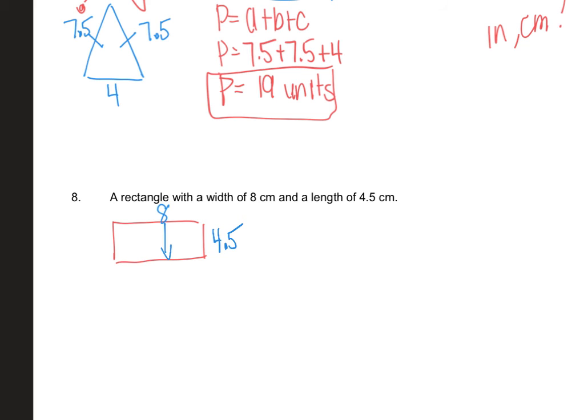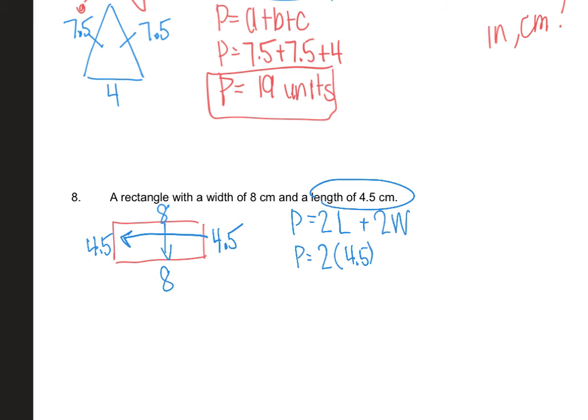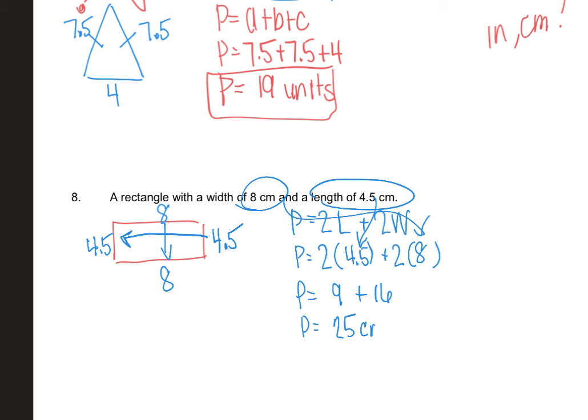If I have it on top, I can have it on bottom. If I have it on right, I can put it to the left. Again, you have those 2 different ways of doing it. I'm going to do 2L plus 2W. So I get 2 times my length, which is 4.5, plus 2 times my width, which is 8. Notice that one comes in there, that one comes in there, and I get 9, because 2 times 4.5 is 9, plus 16, 2 times 8, and when I add 9 plus 16, I get 25, and I am working in centimeters.